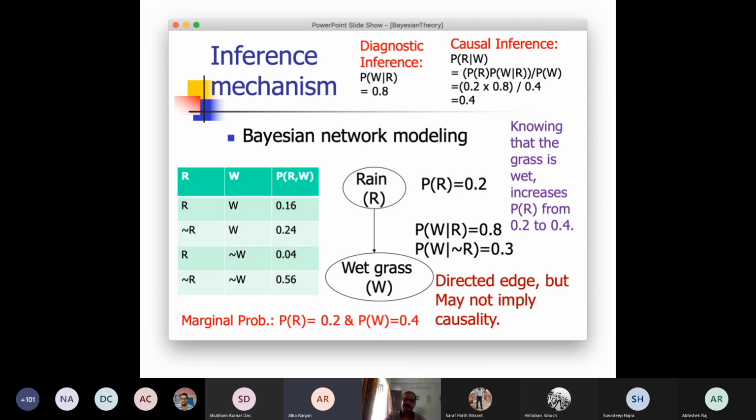Right. So knowing that the grass is wet increases the probability of rain. That is also another way of interpreting. Normally the marginal probability of rain is 0.2, but if you know the grass is wet, then the probability that it rains is higher. Now all of these corroborate with our intuitions.